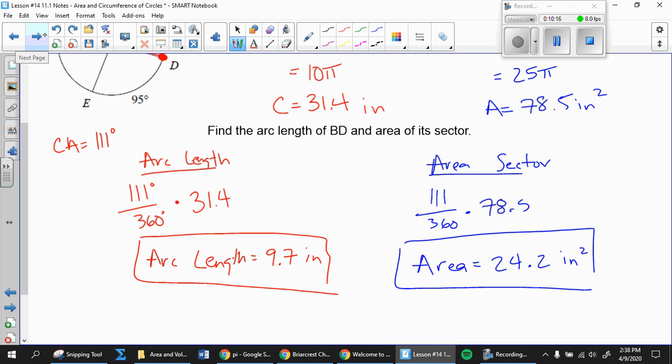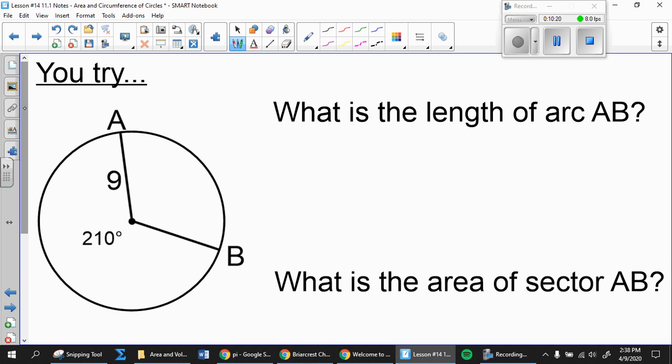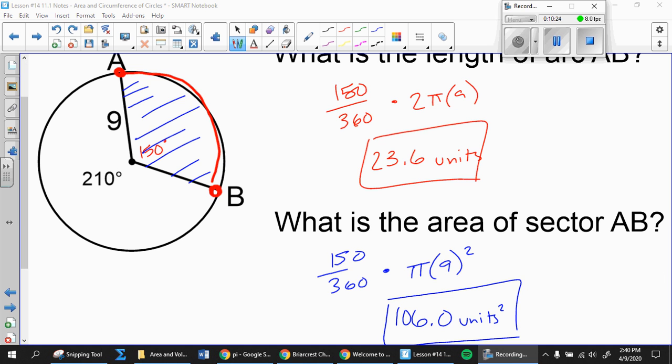Okay, I want you guys to do these two examples here. So pause your video. Once you're done, unpause the video and the answers will be there. All right, guys, here are the two answers that you should have gotten. Check those and proceed on to lesson number 14, practice.